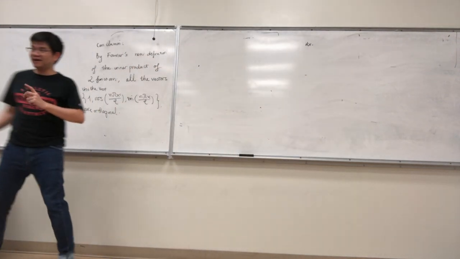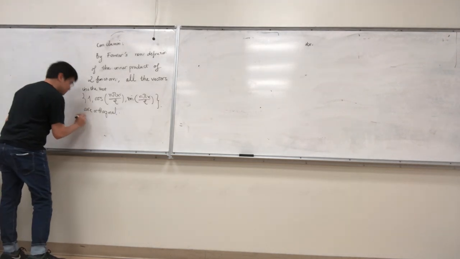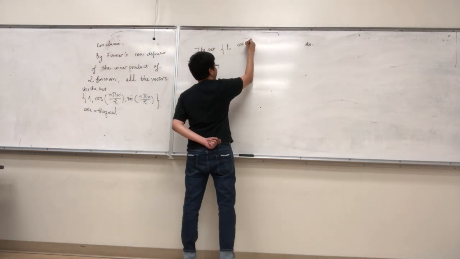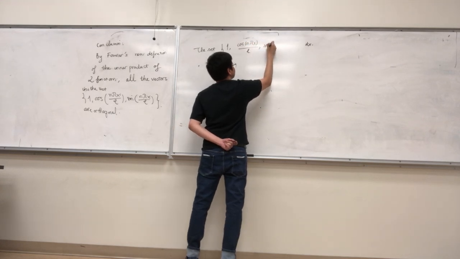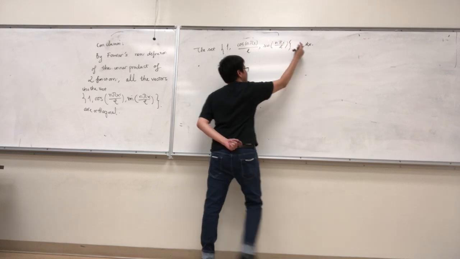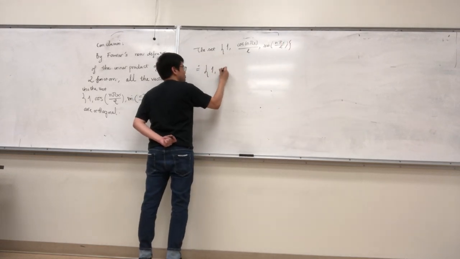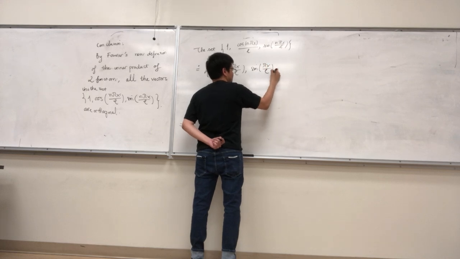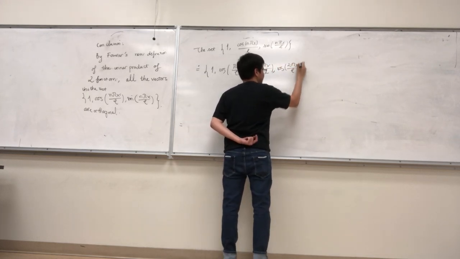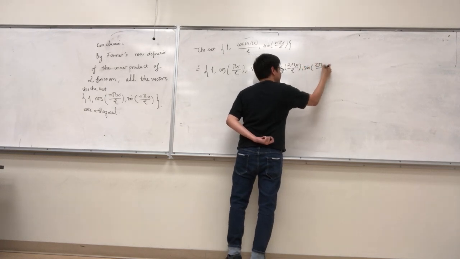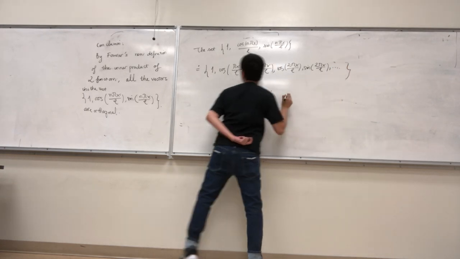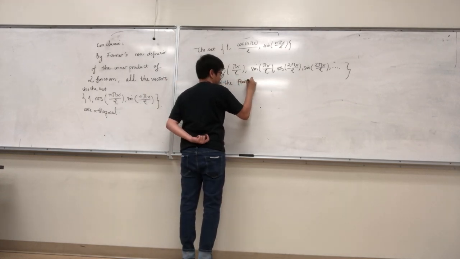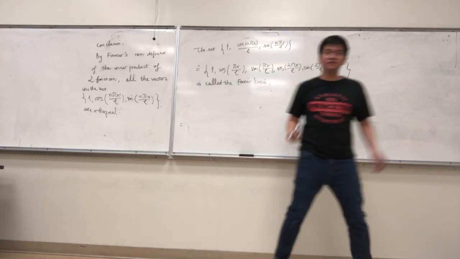So again, f. This is called a Fourier basis. This set, 1, cosine of n pi x over L, sine of n pi x over L, which is 1, cosine of pi x over L, sine of pi x over L, cosine of 2 pi x over L, sine of 2 pi x over L, is called the Fourier basis.